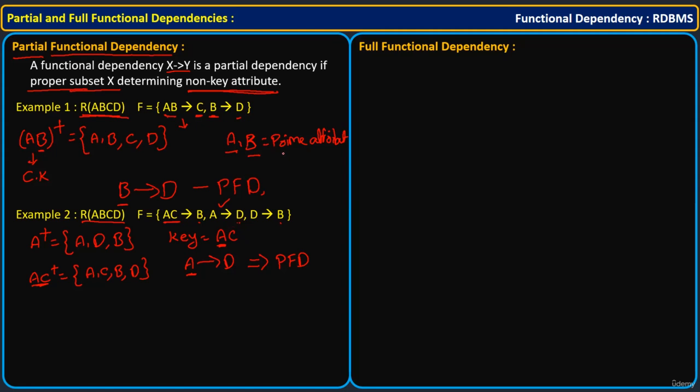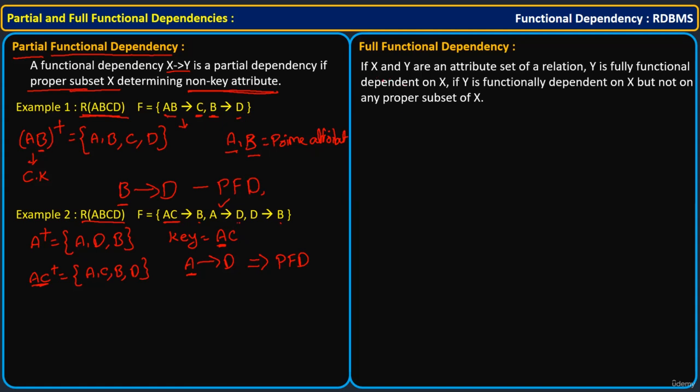Now let us see the counterpart for this one, full functional dependency. So what is the meaning of full functional dependency? If X and Y are attribute sets of a relation, Y is fully functional dependent on X if Y is functional dependent on X, but not on any proper subset of X. So what he is saying is X derives Y, and non-key attributes you are unable to derive with a proper subset of X, opposite to this one.